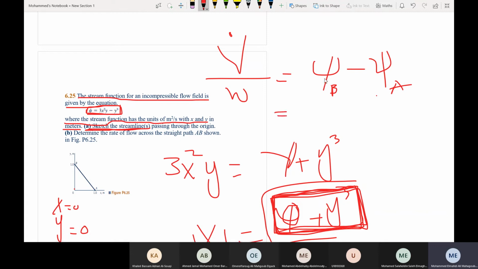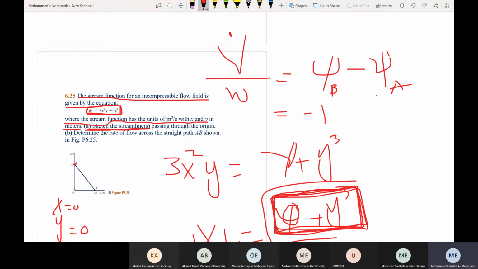What's psi B? Substitute. Here, this is point B. 1, 0. So 3 multiplied by, sorry, 3 multiplied by 0, and here 1. So this will be 0. And here minus y cubed, so minus 1 cubed. It's going to be minus 1.